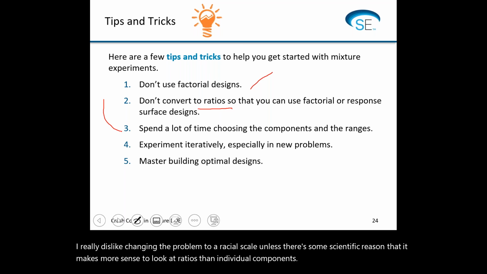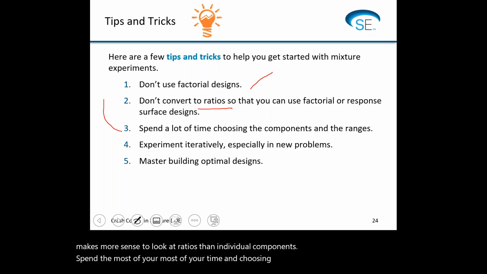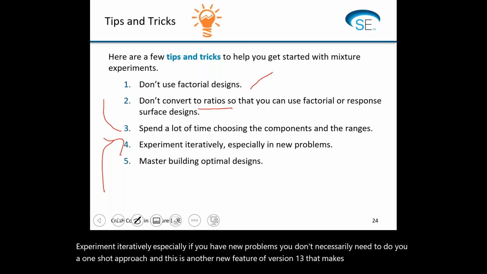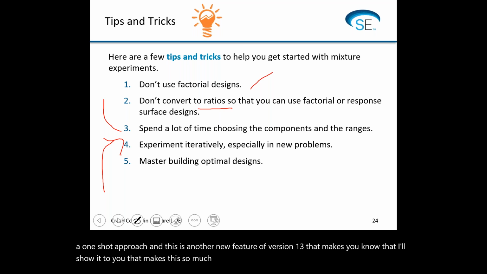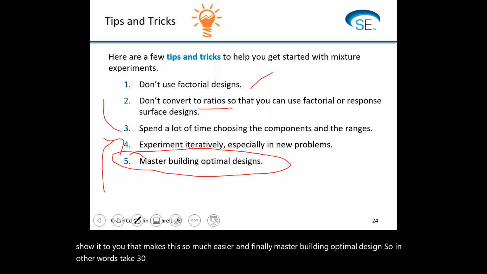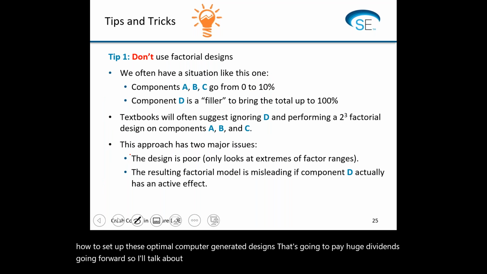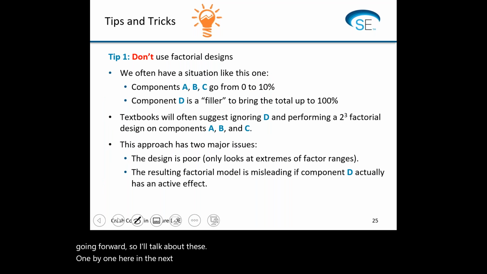Spend most of your time on choosing the components and the ranges. Experiment iteratively, especially if you have new problems. You don't necessarily need to do a one-shot approach. And this is another new feature of version 13 that I'll show you, that makes this so much easier. And finally, master building optimal designs. In other words, take 30 minutes, and that's really, I think, all it takes to get a good foundation on how to set up these optimal computer-generated designs. That's going to pay huge dividends going forward. So I'll talk about these one by one here in the next 10 minutes or so.